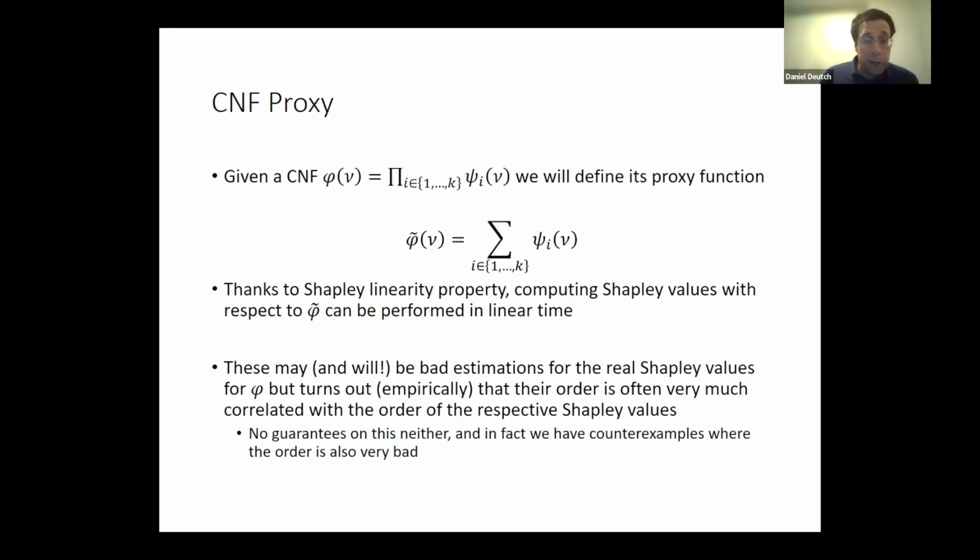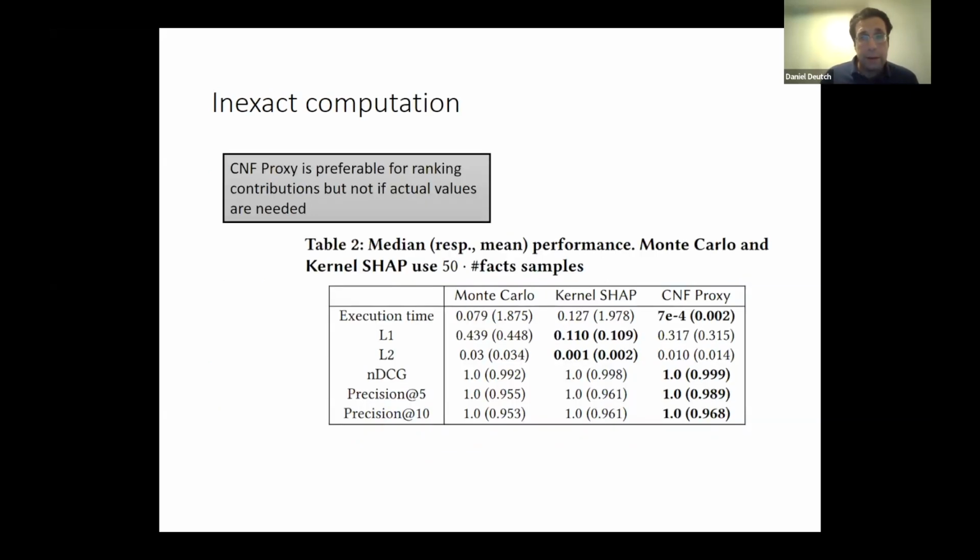Now, of course, what we get is not the Shapley values of the real function. It can actually be arbitrarily off. But it turns out that in practice, and in many cases, what we get here is actually very close to the real values. For instance, the precision at 5 is typically almost 1.